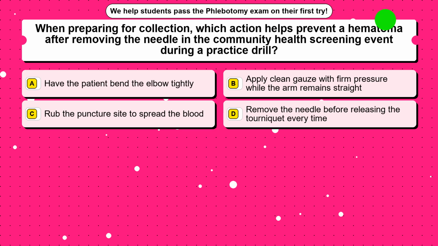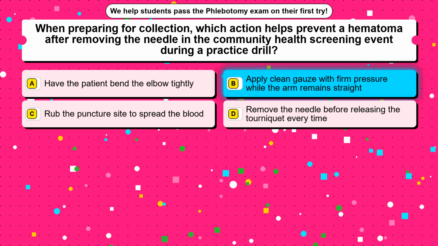Question 9. When preparing for collection, which action helps prevent a hematoma after removing the needle in the community health screening event during a practice drill? Option A. Have the patient bend the elbow tightly. Option B. Apply clean gauze with firm pressure while the arm remains straight. Option C. Rub the puncture site to spread the blood. Option D. Remove the needle before releasing the tourniquet every time.